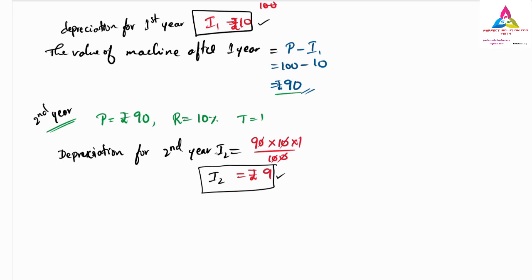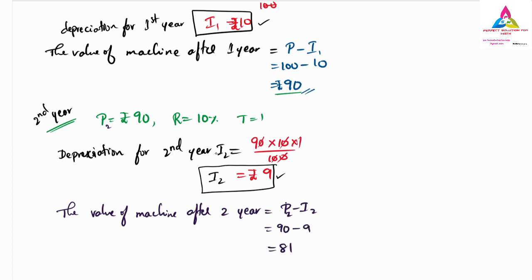Now we will move on to the third year. Before that, we have to find the value of the machine after 2 years, because we need this. That is nothing but again the principal amount minus the depreciation for the second year. So the amount after the first year, I can take as P2. So it is 90 rupees. From that we have to subtract that value, because it is always decreasing, so it will remain 81 rupees. After 2 years the value of that machine becomes 81 rupees, that is nothing but P2.